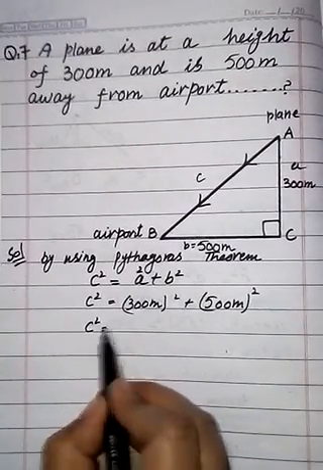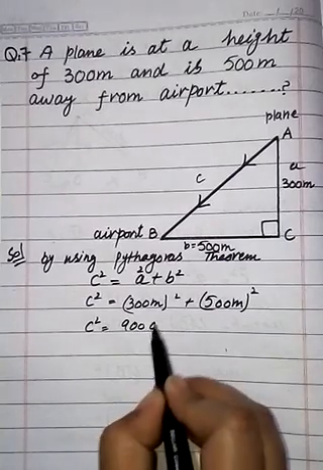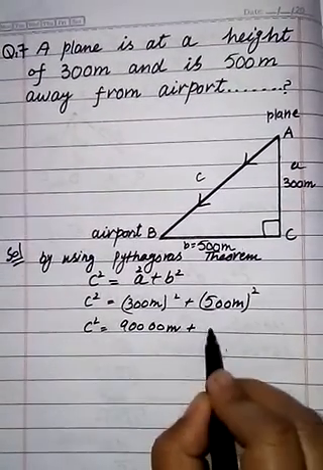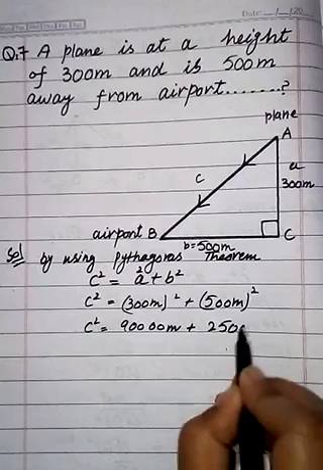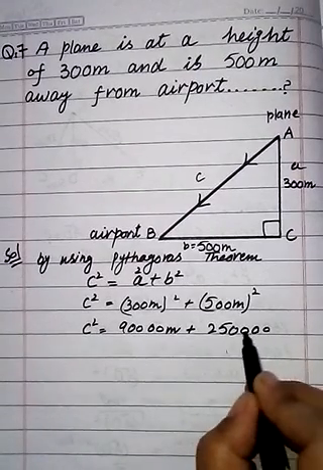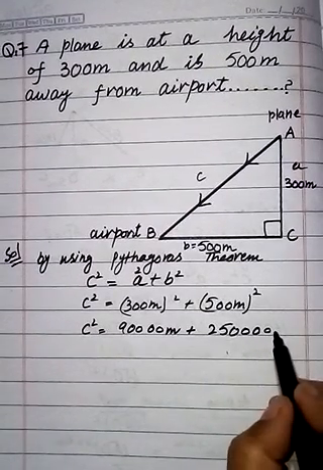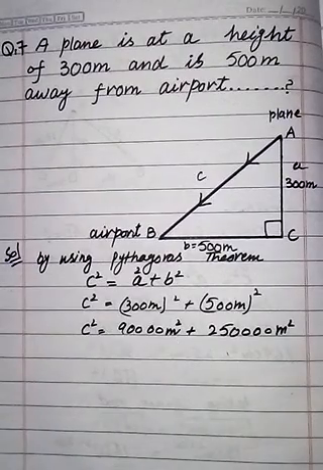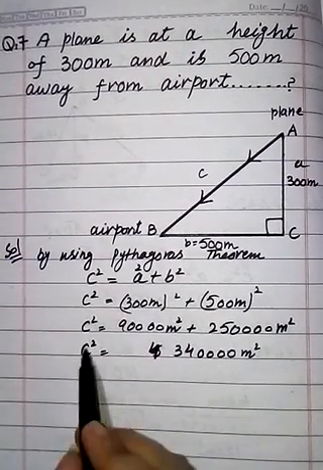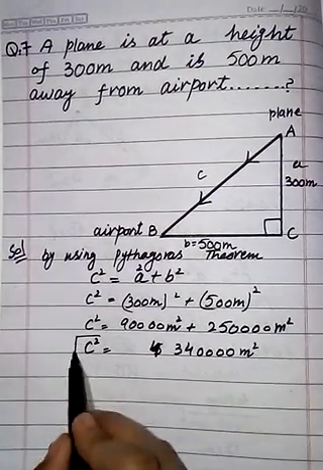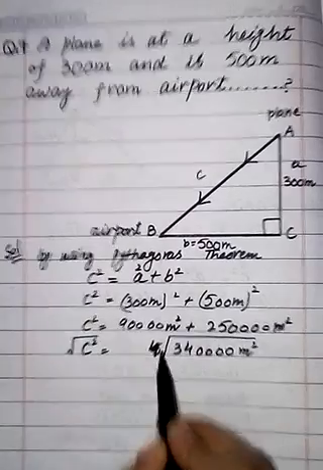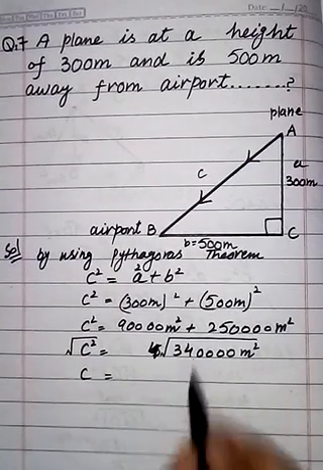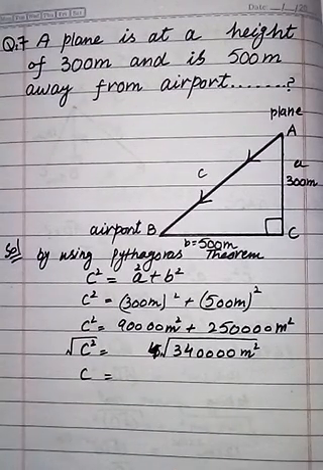Now you can take the squares. It will be equal to 90,000 meter square and 2,50,000 meter square. Now you can add. Now you have to take the square root on both sides. So C equals the square root of this. You can solve it directly by calculator.